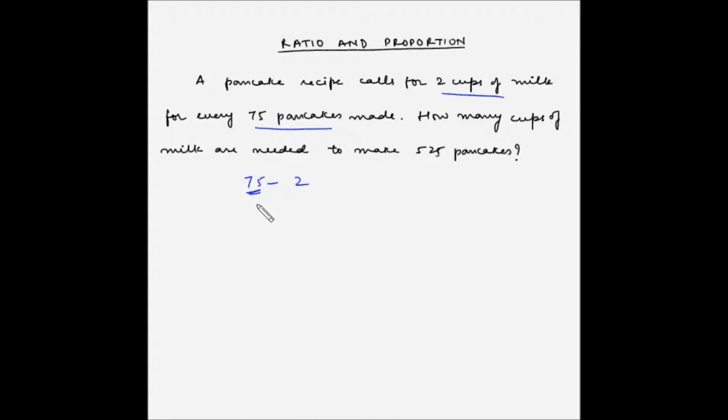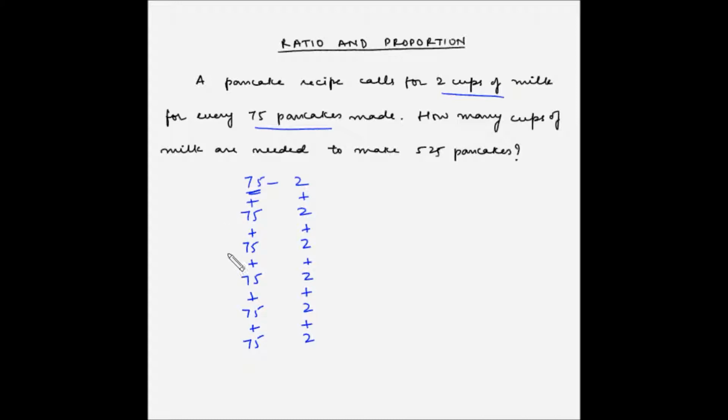Let's say we double this up. So we add another 75 pancakes. For this additional 75 pancakes, again we'll need 2 cups of milk. Now if we add another 75, we need another 2 cups of milk. We add another 75, we need 2 cups of milk. Add another 75, another 2 cups. We add another 75, another 2 cups.